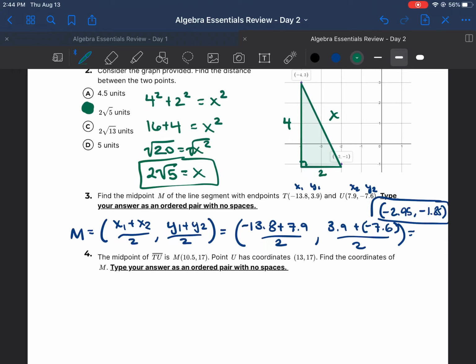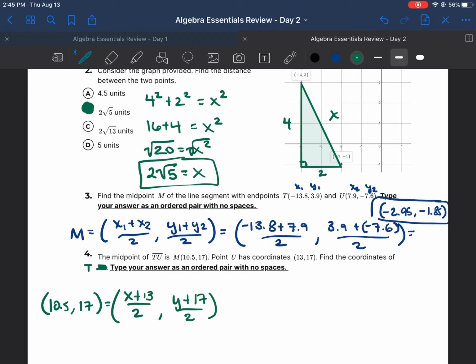Problem number 4 is very similar, however this time they gave us the midpoint m and we want to find the coordinates, the 2 endpoints essentially. So there's a small typo here, it should say find the coordinates of t, so that m should be a t. But let's go ahead and get started. Since we know that the midpoint m is (10.5, 17), we know that that's going to be equal to x plus 13 divided by 2, because we already know one of the x-coordinates is 13. The other x-coordinate we're looking for we'll call x, and then y plus 17 divided by 2.